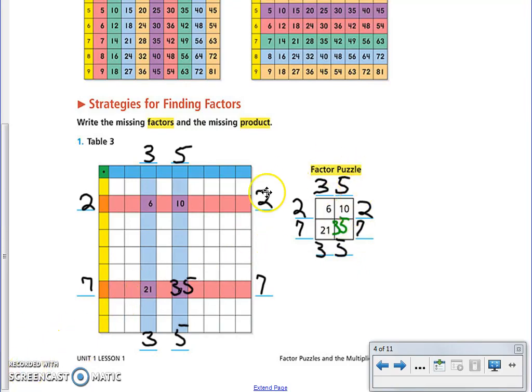Again, you'll notice that this factor puzzle is just a smaller chunk of what we did with the larger multiplication table. We still have a row with the 2's multiplication tables. We have a 7 multiplication table row, and then we have a column for the 3 multiplication table and the 5 multiplication table in both types of answers. And we have the final product, which is 35.